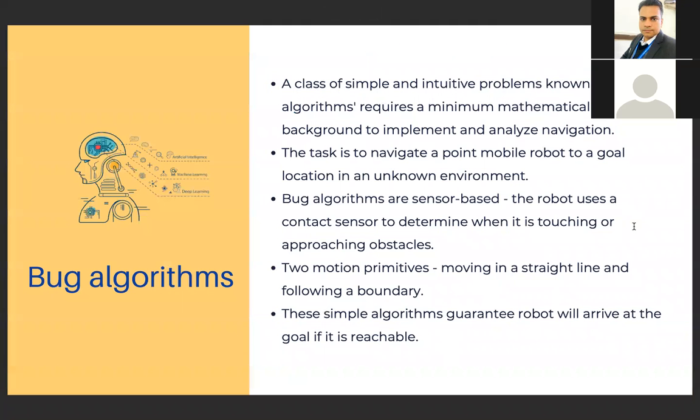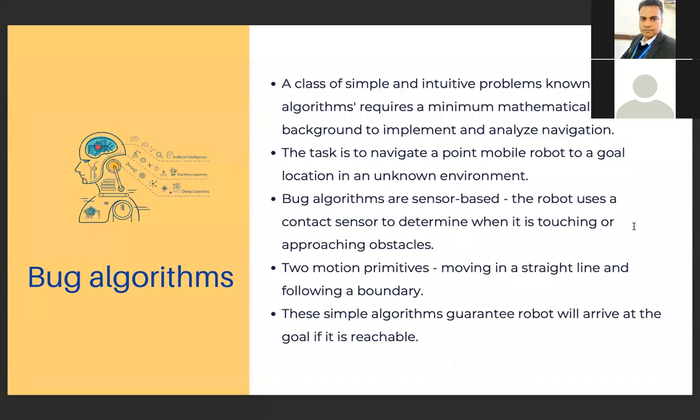So why bug algorithms, and what exactly is a bug algorithm? So bug algorithm is basically a class of simple and intuitive algorithms which require minimal mathematical background to implement, to analyze, and to perform different tasks. So the task we have today is we have a robot, a point mobile robot. We want to navigate it from a start location to a goal location, but the environment we have around us is unknown. These bug algorithms are sensor based, right?